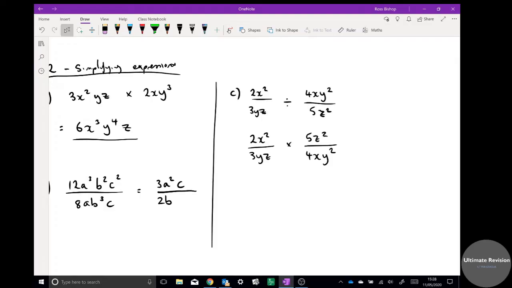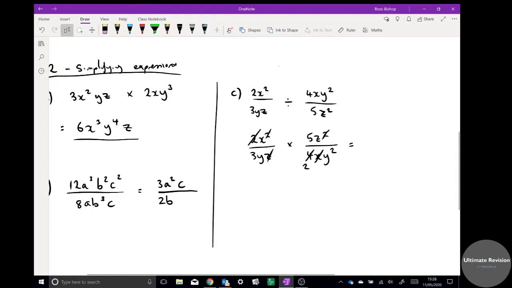Now I'm going to cross cancel. So I know that I can get 2, make that 2. One of the x's goes with the square. I can cross cancel one of the x's there. I don't think I can go any further. So I've got x times 5z, 5z, and on the bottom I've got 3 times 2, 6, y cubed.